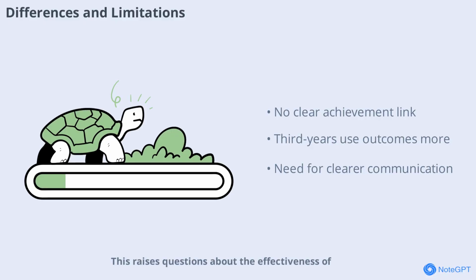This raises questions about the effectiveness of learning outcomes as a tool for student empowerment. The study's small sample size and focus on 2 universities mean the findings are not universally generalizable, but they highlight the need for further research and a possible rethink of how learning outcomes are communicated and used in higher education.